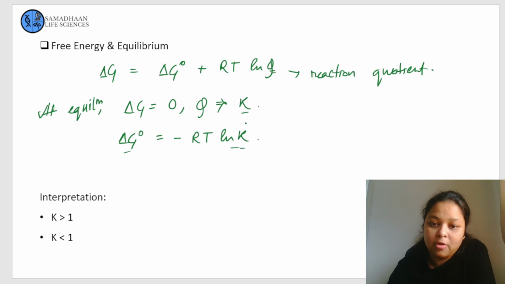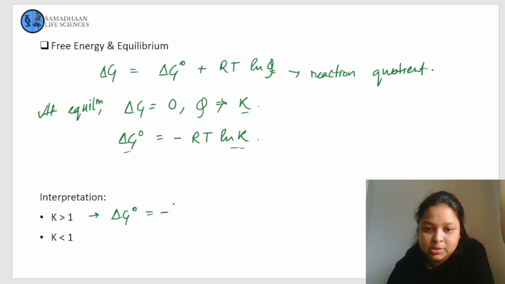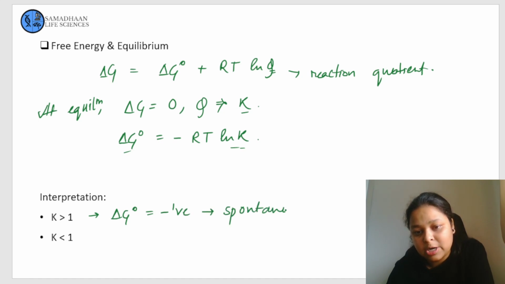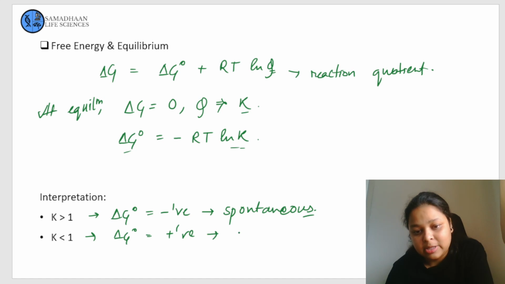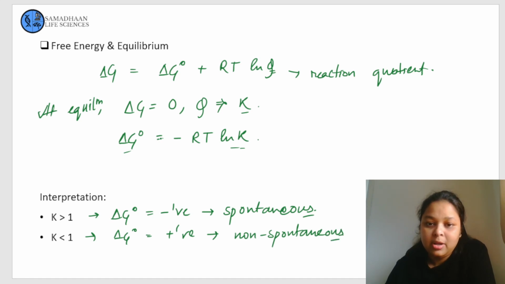Now if the value of K is greater than 1, then this ln K part becomes positive, then overall the delta G becomes negative, which means the reaction is spontaneous or favorable in this condition. Now if the value of K is less than 1, then overall the delta G is positive, which interprets that the reaction is non-spontaneous or unfavorable in this particular condition.